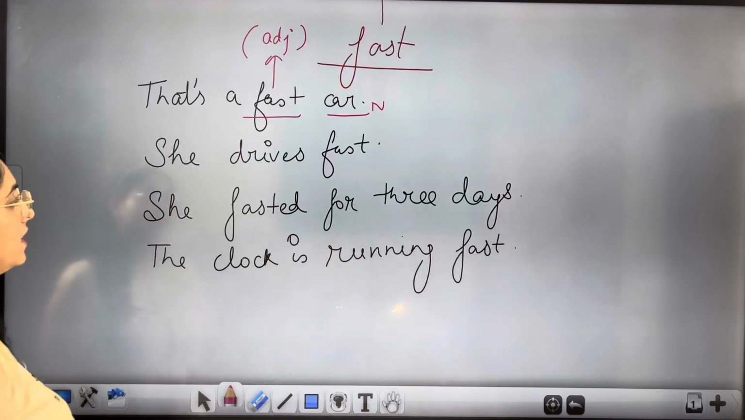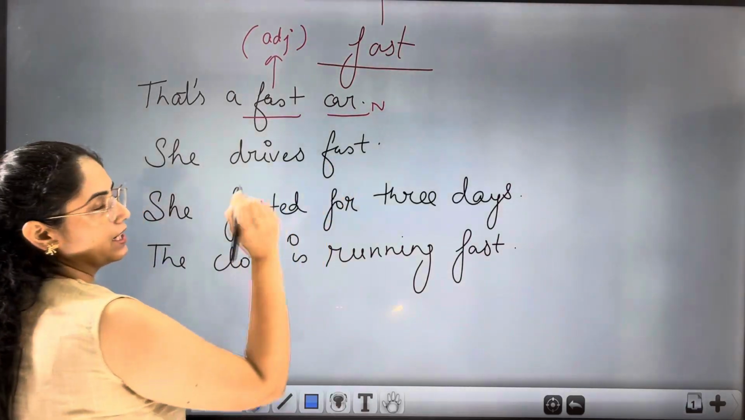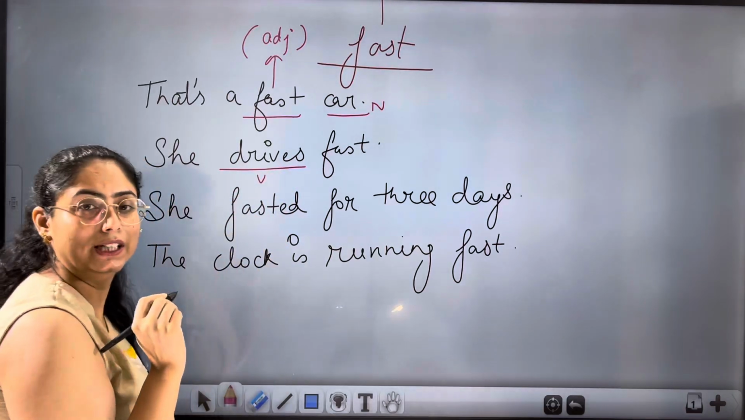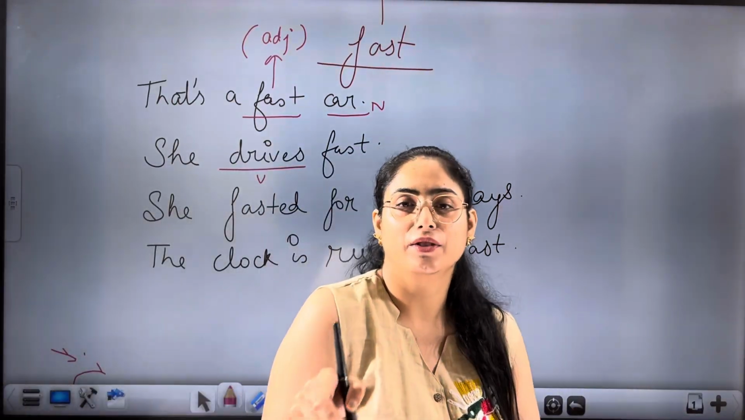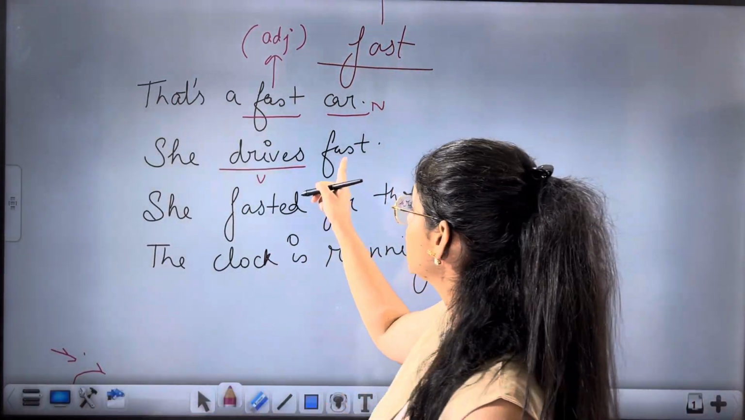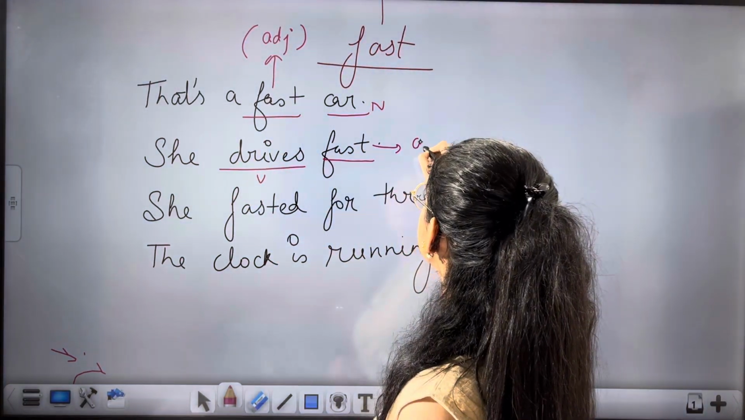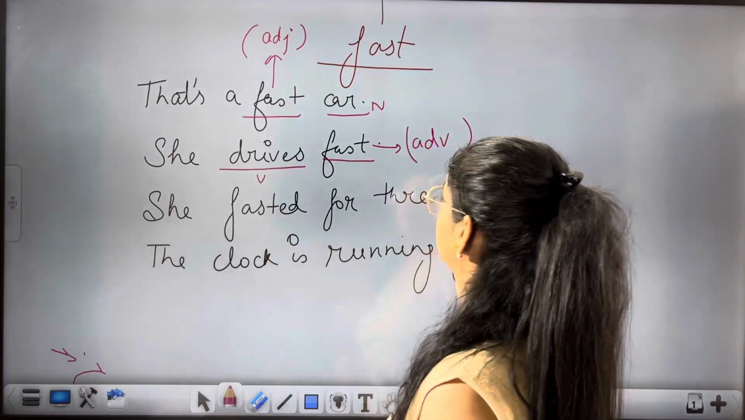Second example says she drives fast. What is drives? Drives is a verb. She is not fast. She drives fast. This is defining the action. Here, fast is acting as an adverb.